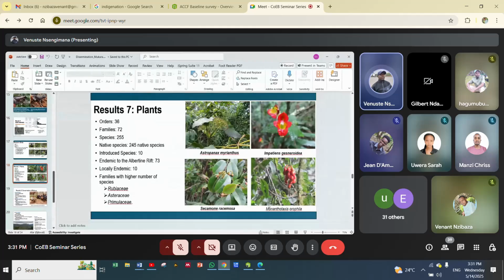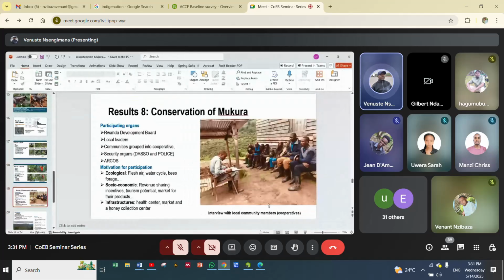We were also interested to know about the conservation of Mukura because, as I said in my introduction, the area has undergone different human activities that have disturbed the area. And we have conducted a social science research to identify the participating organs in the conservation.